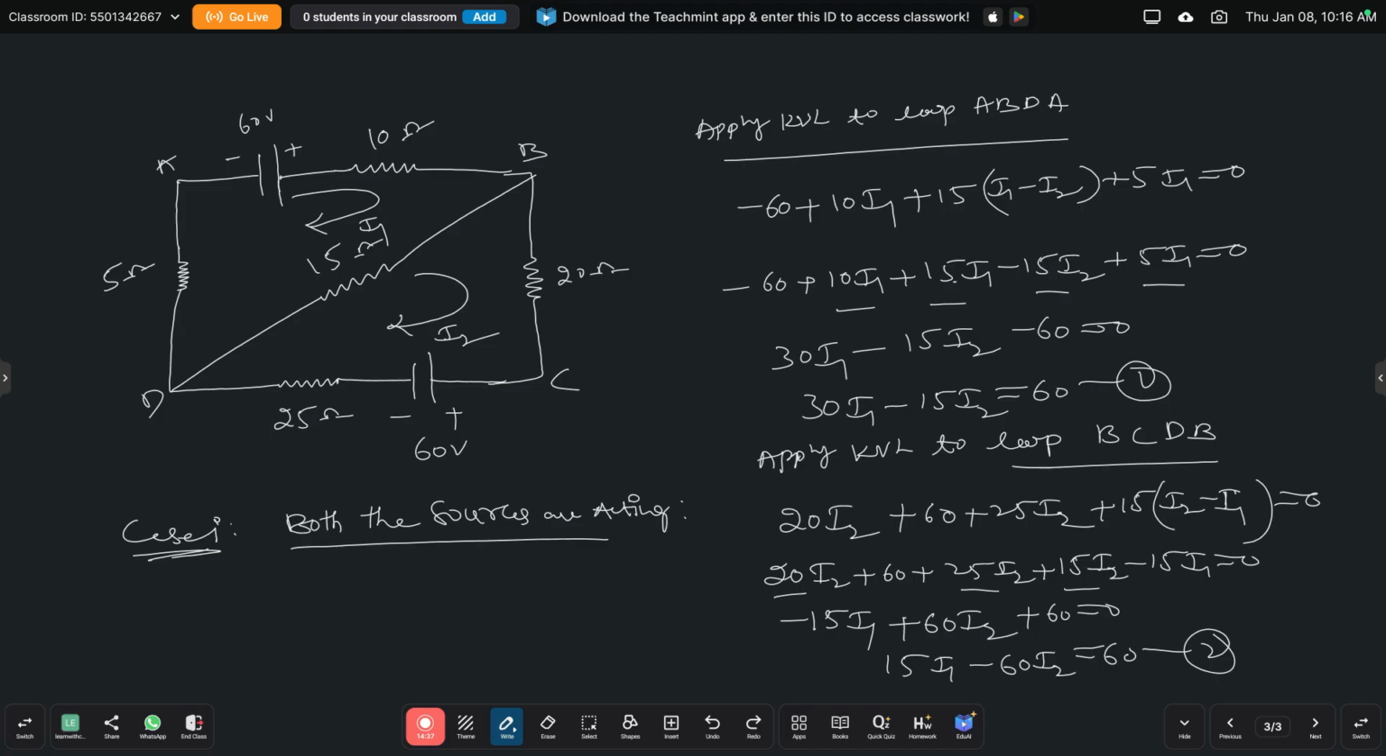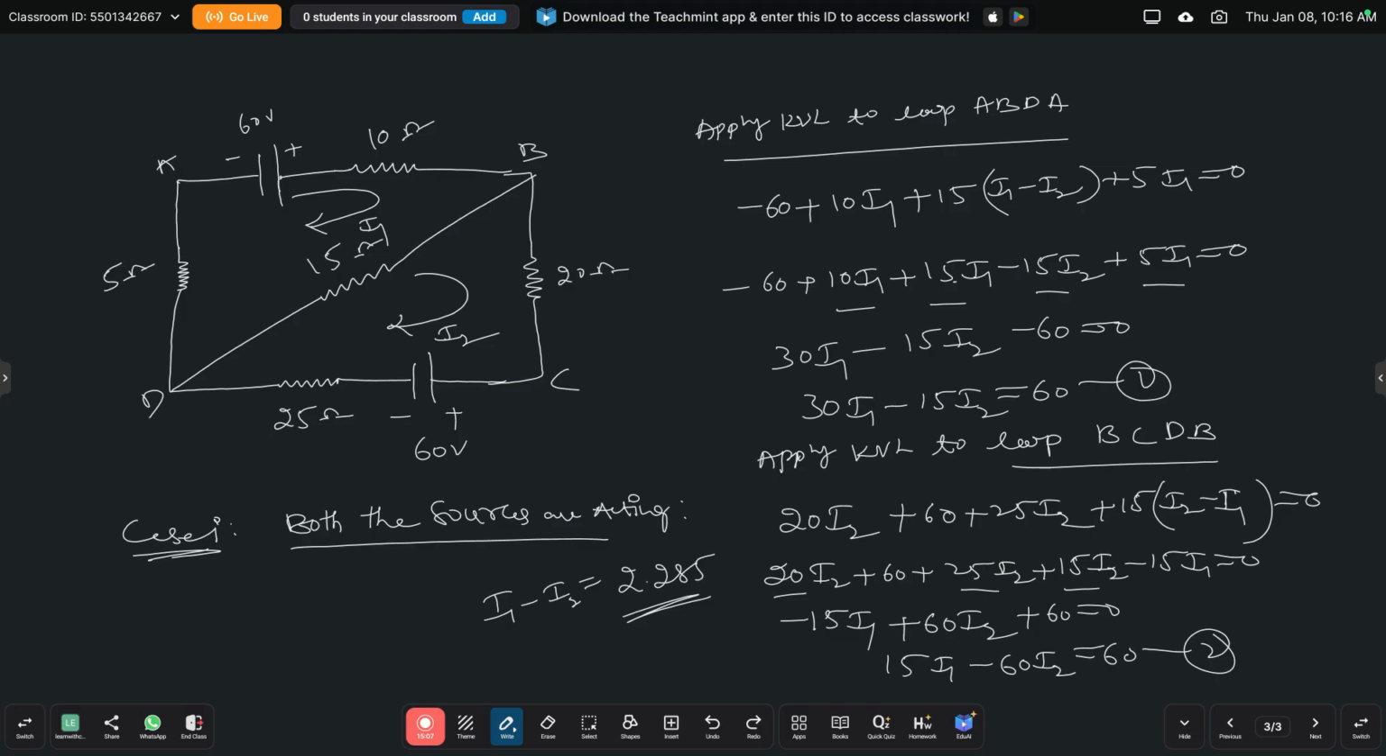So what is I1 minus I2? After getting I1 and I2, we just do I1 minus I2. Here I1 minus I2 equals 2.285. So this is the case when both the sources are acting alone. This is case 1.